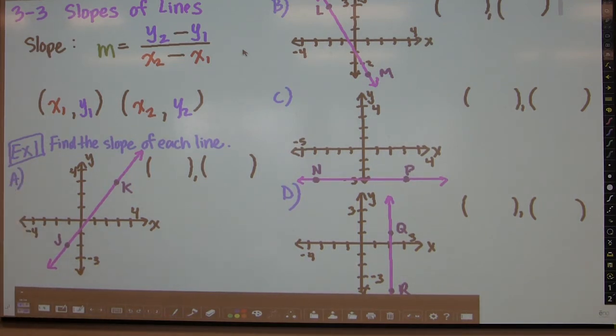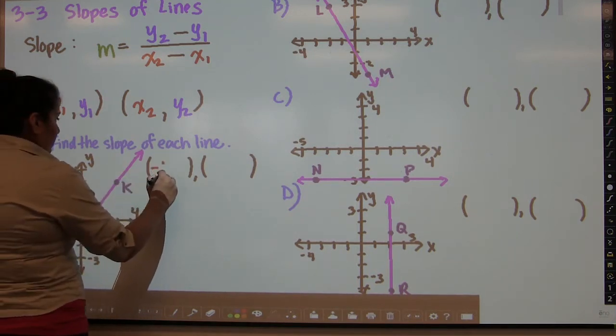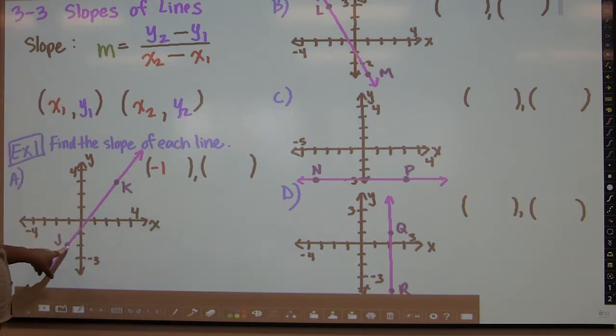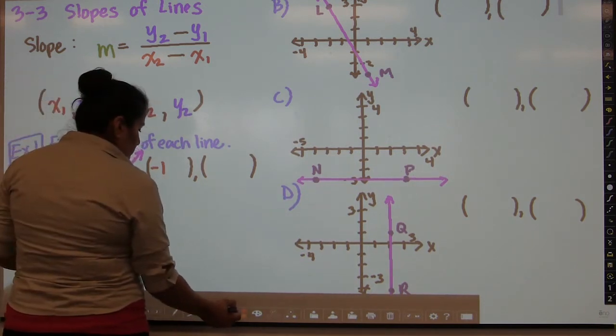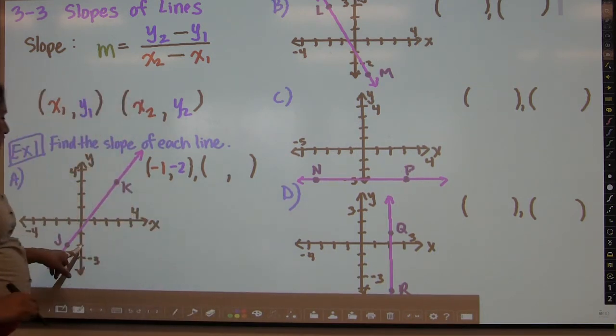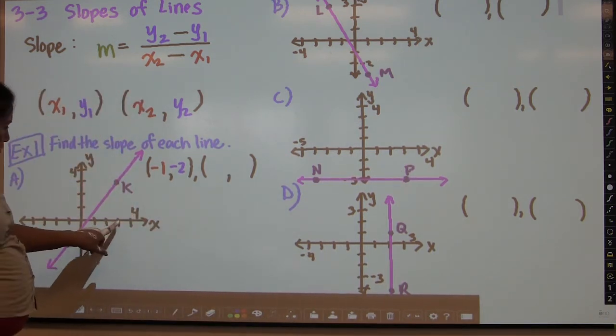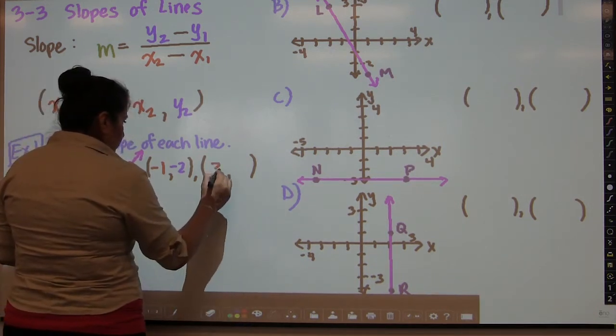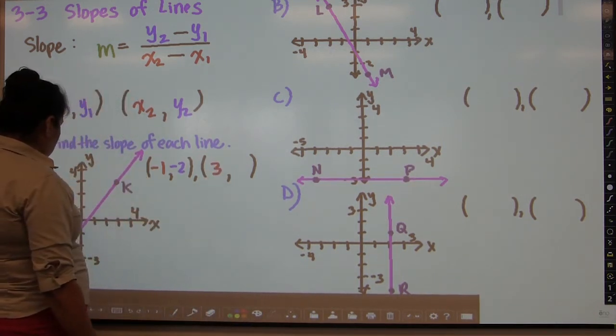Okay? So it says in example 1 here, we have A, B, C, D. Find the slope of each line. So each exercise, A, B, C, and D, are given a line. So the first thing we have to do is identify the points. So here I have J and K. And so J looks like it's going to be x is -1 and y is going to be -2. Alrighty. For point K, we're going to have 1, 2, 3, so x is going to be 3. And y is going to be 1, 2, 3 as well.